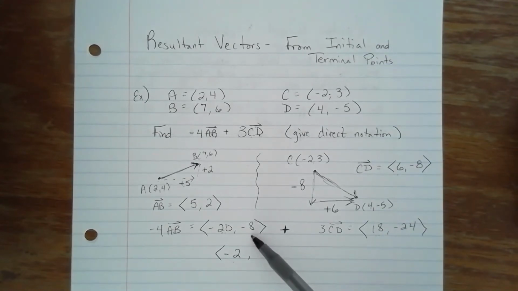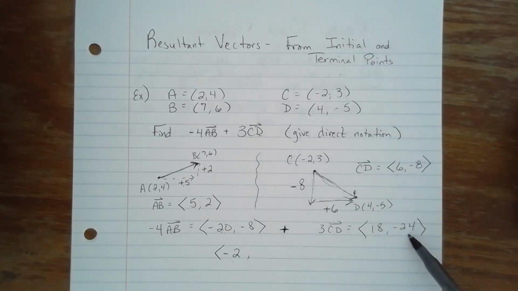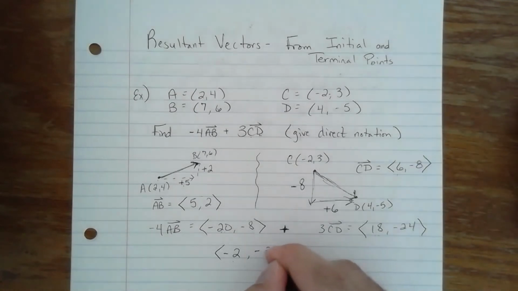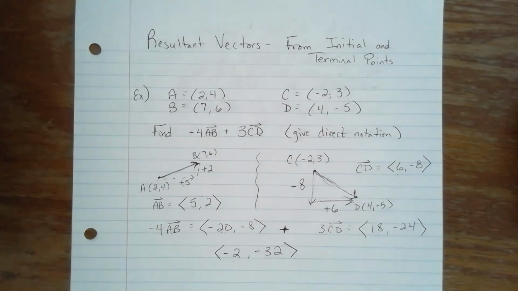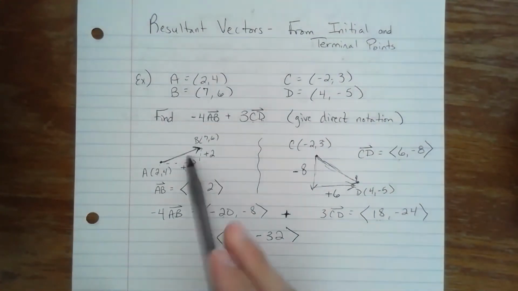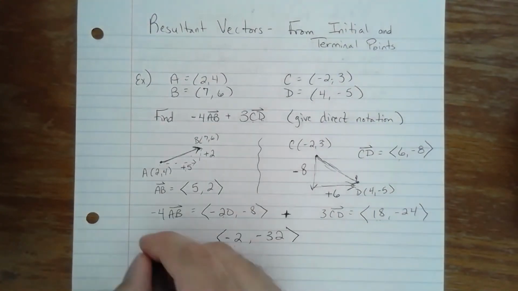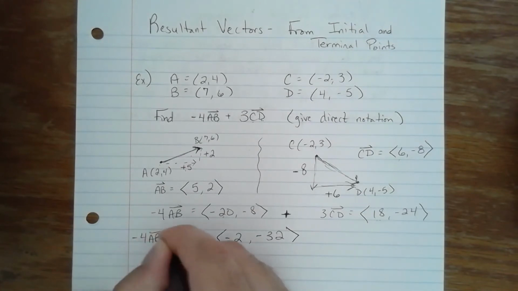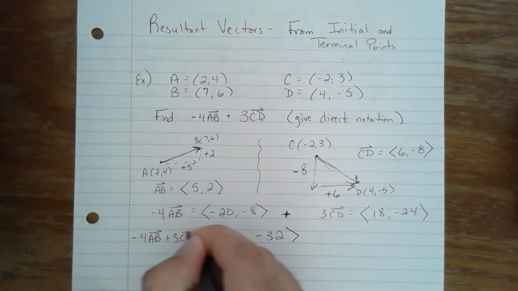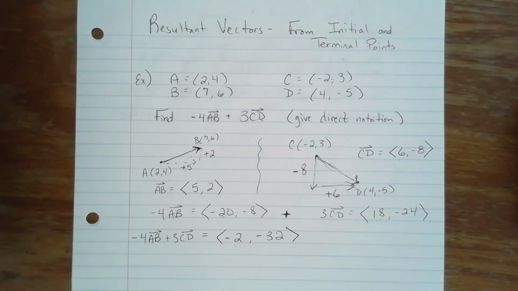Now, if I owe you $8 and I borrow 24 more, well, maybe you shouldn't have loaned it to me, but if you did, 8 and 24, that combined debt would be negative 32. And so we're going to see that our vector, negative 4ab plus 3cd, let me write that down here just so we're on the same page, negative 4ab plus 3cd equals the vector negative 2, negative 32. From this point on, we're just about finished with the problem.